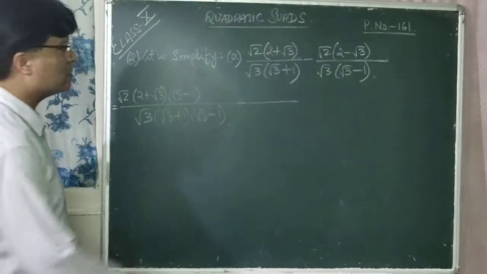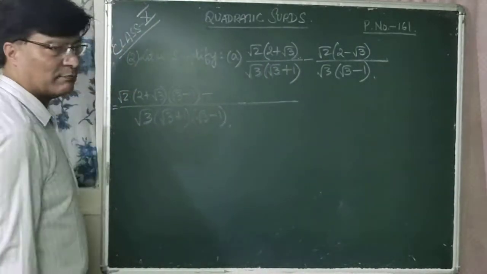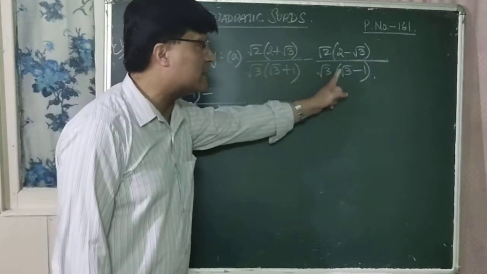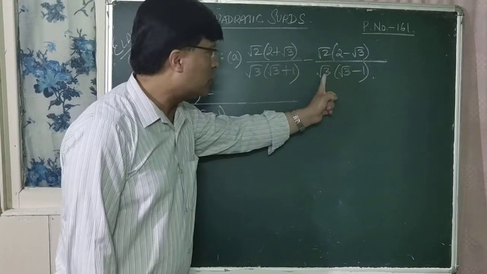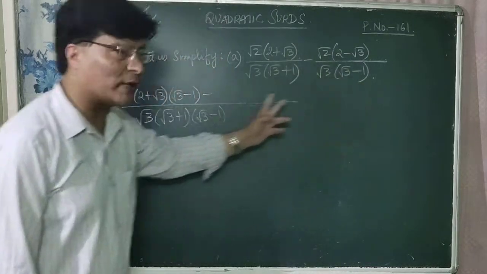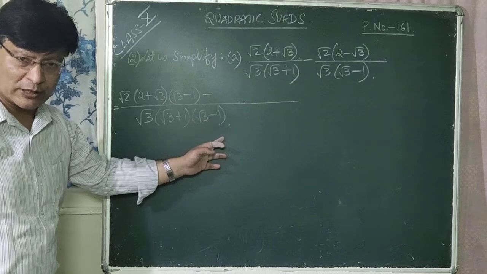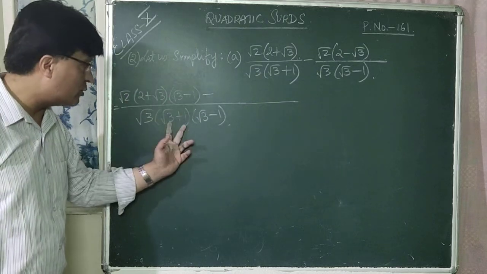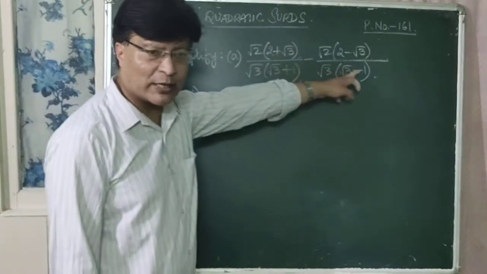Similarly, what is the second term? Since there is a minus sign, you have to write the minus sign. Now this LCM is again divided by this denominator, root 3 into root 3 minus 1. Now this root 3 minus 1 will get cancelled out here. So it remains root 3 plus 1. So this root 3 plus 1 will multiply the numerator there.